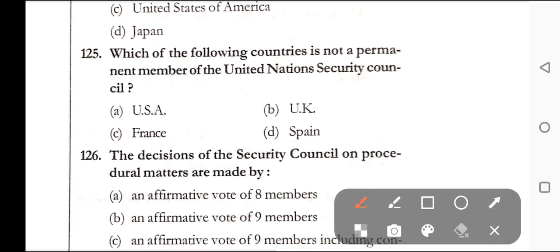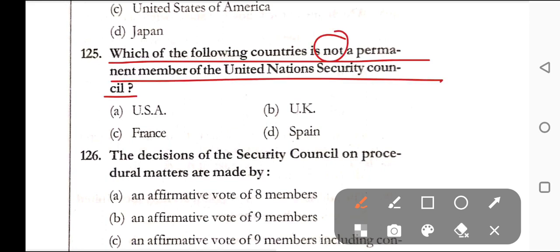Question number 125. Which of the following countries is not a permanent member of the United Nations Security Council? Option A, USA; option B, UK; option C, France; and option D, Spain. Correct answer obviously is Spain. Spain is not a permanent member of the United Nations Security Council, whereas other members are the permanent members of the Security Council.